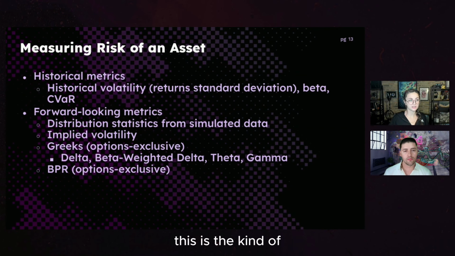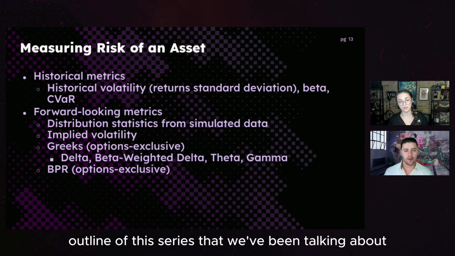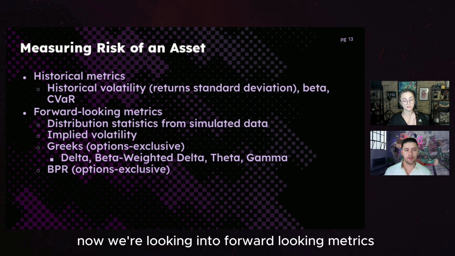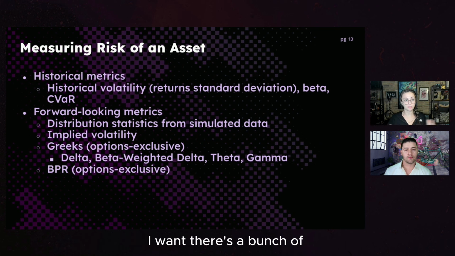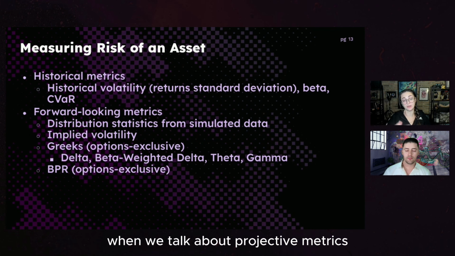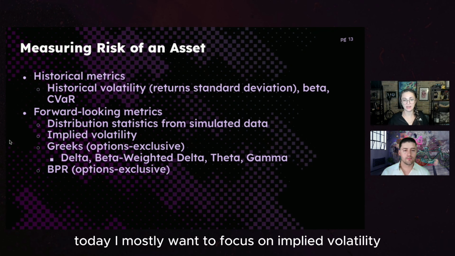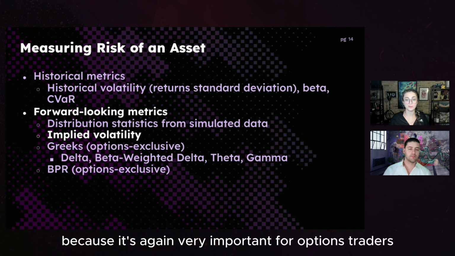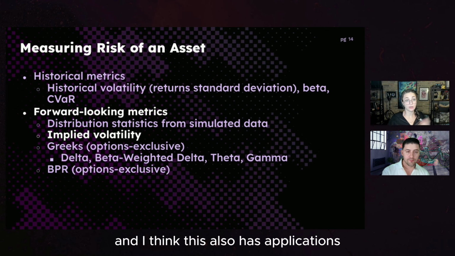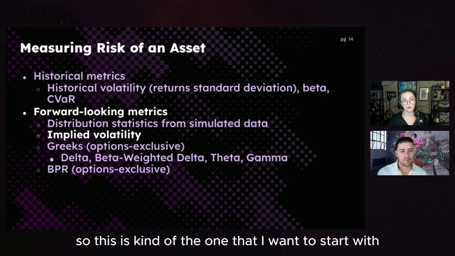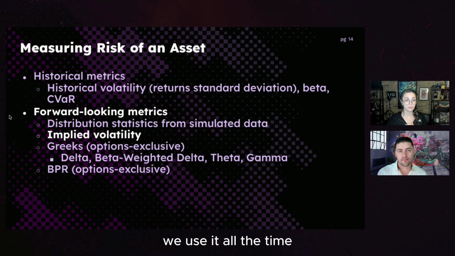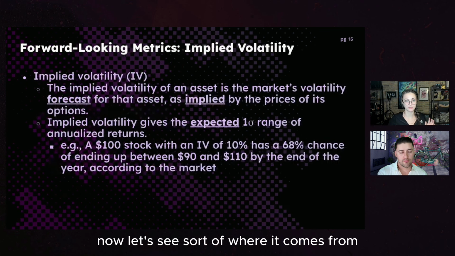This is the outline of the series that we've been talking about. We focused on the historical metrics. Now we're looking into forward-looking metrics. There's a bunch of concepts that I want to talk about when we talk about projective or forward-looking metrics. But today I mostly want to focus on implied volatility, because it's very important for options traders, and I think it also has applications for stock traders. So this is the one I want to start with. We use it all the time. Now let's see where it comes from.